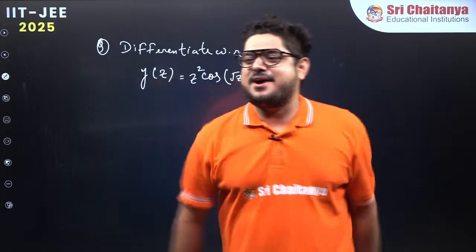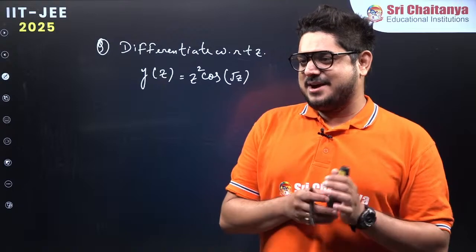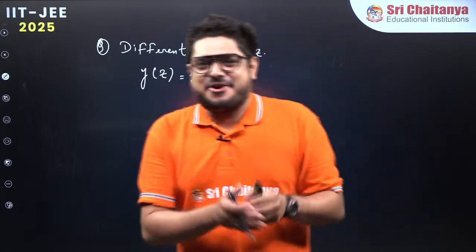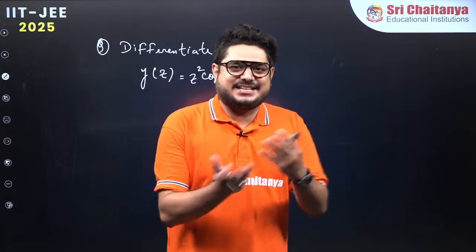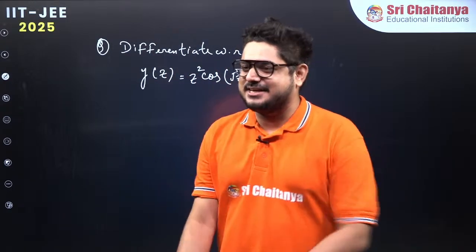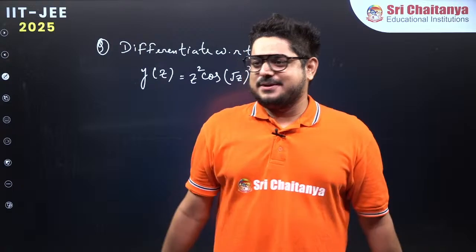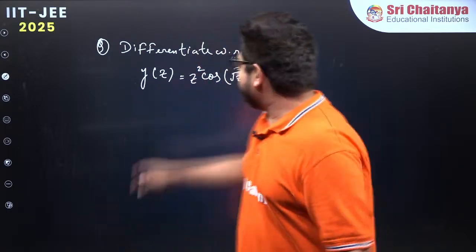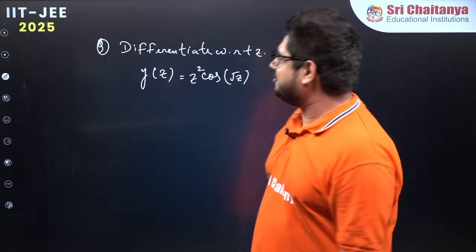What do you think, everyone? Anyone? How to solve this? Now, the angle of cosine is no more x or z or t. This time a square root is associated over here. Nope, it's not 0. What did I ask? Differentiate with respect to z.